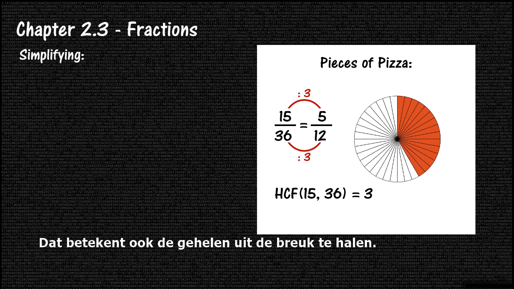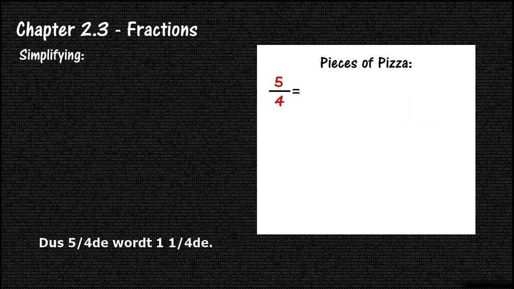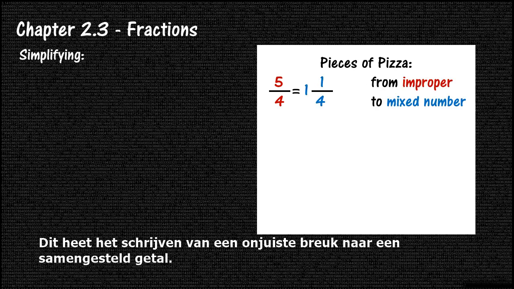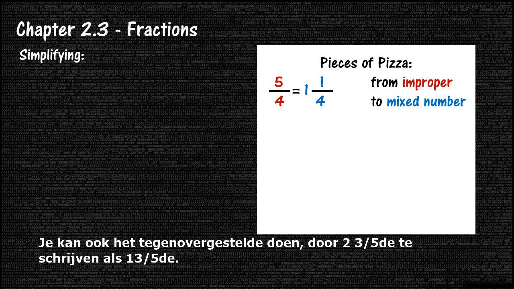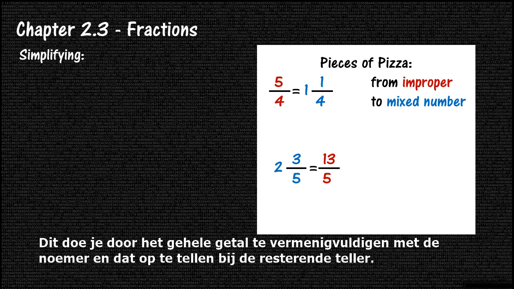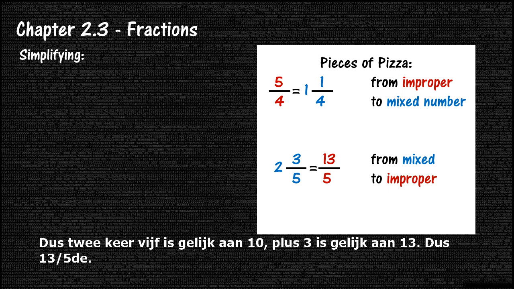This also means taking out the whole numbers. So 5/4 becomes 1 1/4. This is called writing an improper fraction as a mixed number. You can also go the other way by writing 2 3/5 as 13/5. You do this by multiplying the whole number by the denominator and then adding that number to the remaining numerator. So 2 times 5 is 10 plus 3 equals 13.